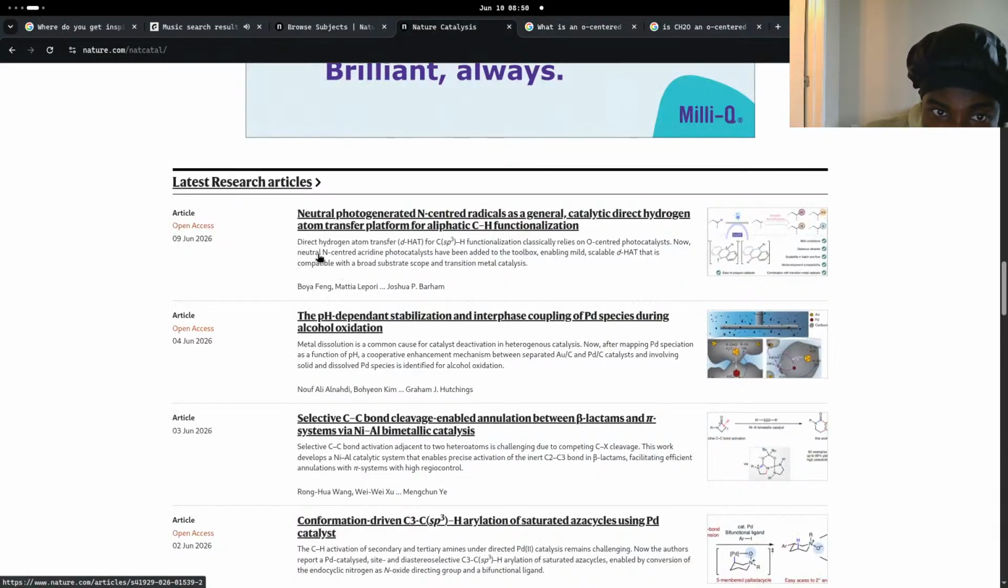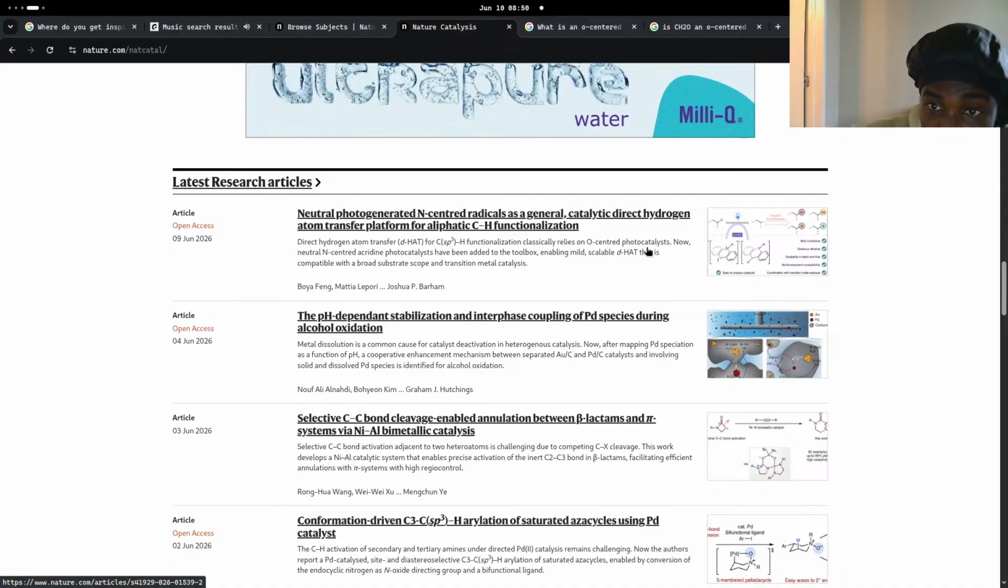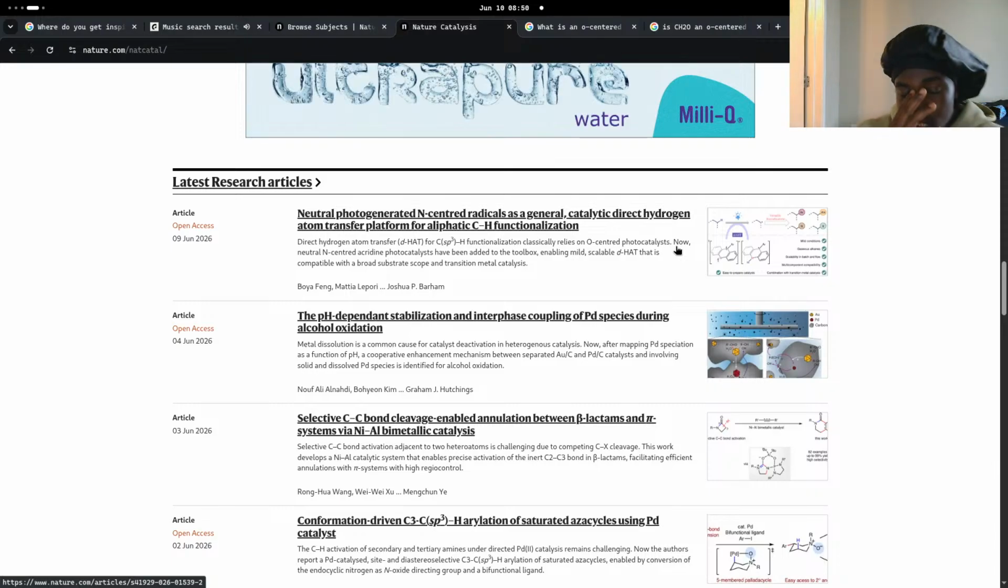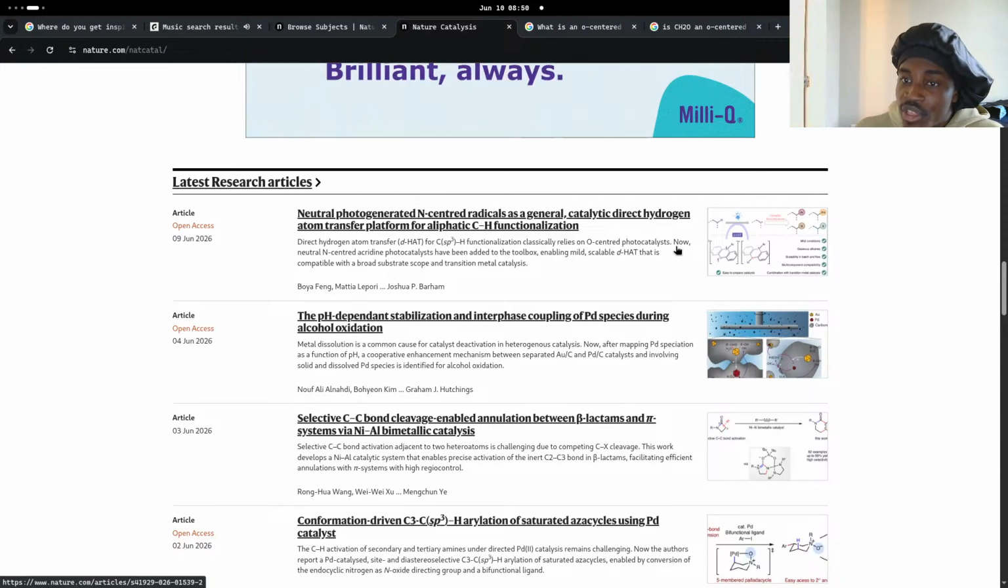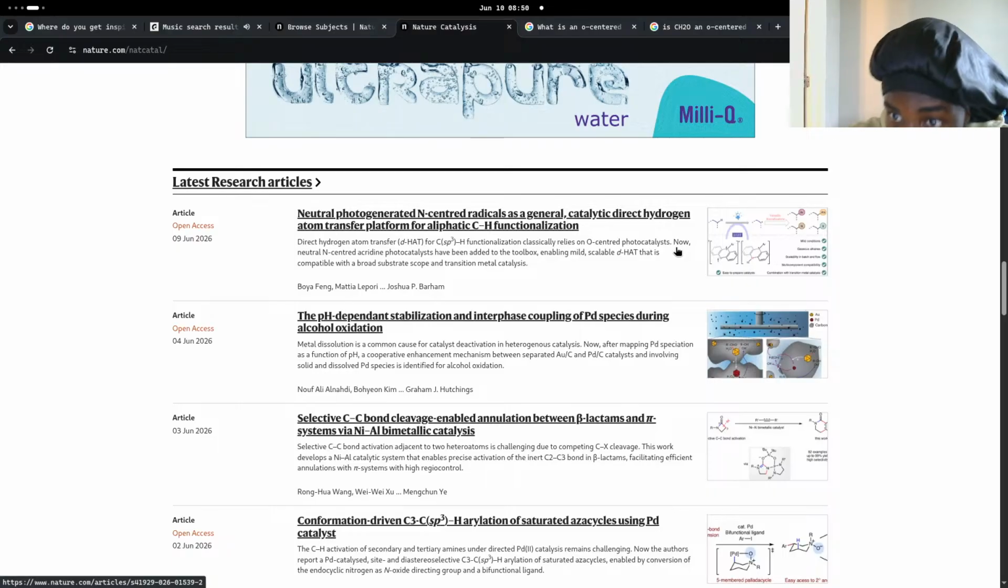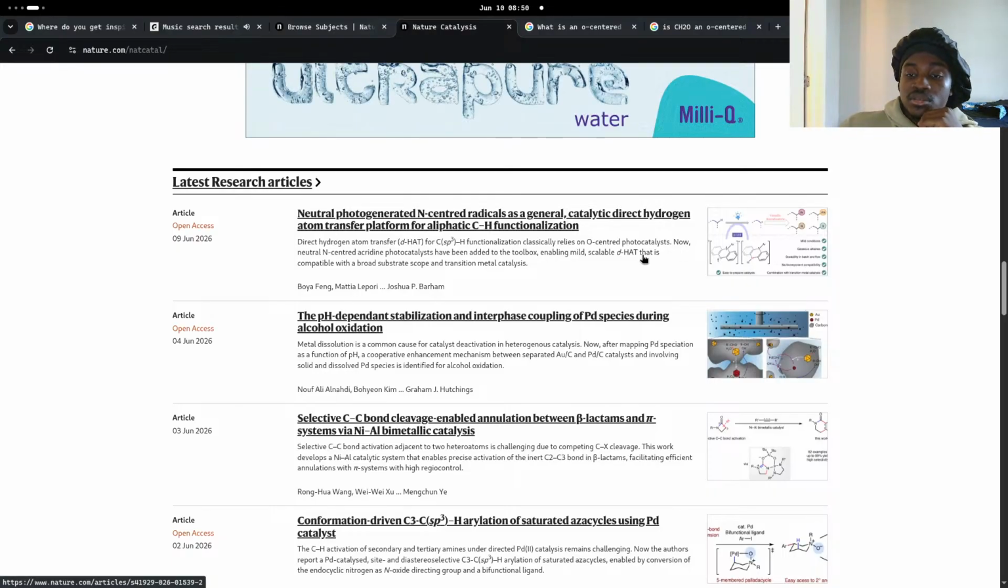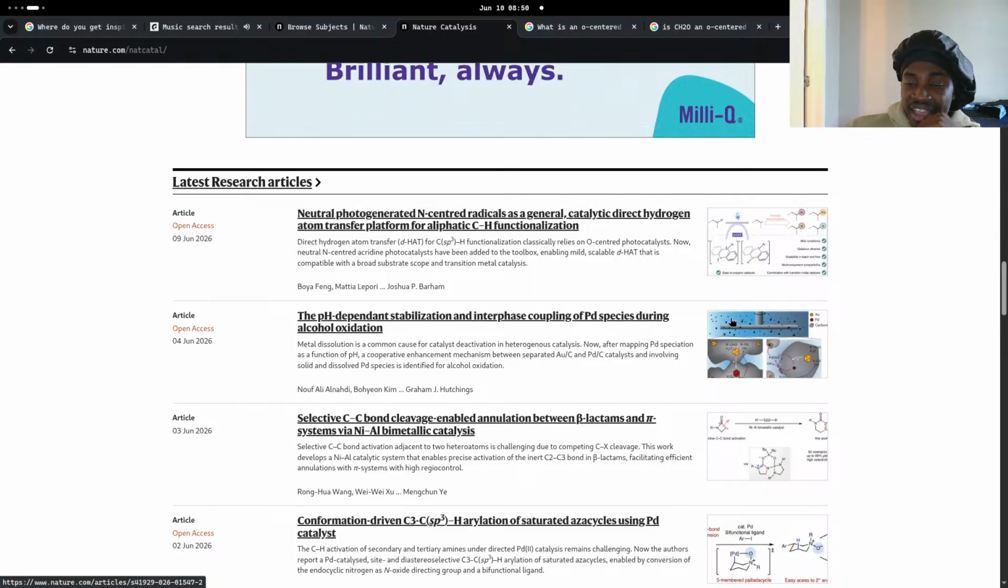Okay, what's this paper saying again? It says that direct hydrogen transfer classically relies on O-centered photocatalysts, and now we know that O-centered photocatalysts are, at least based on the quick summary we have seen, catalysts that when they interact with light break off to form either a hydroxyl radical, an alkoxy radical, or a peroxyl radical.